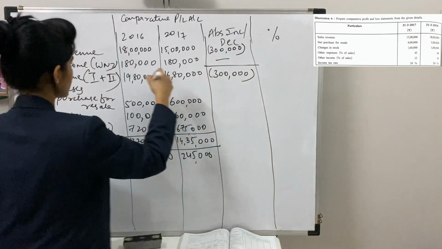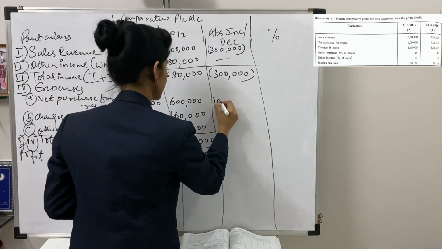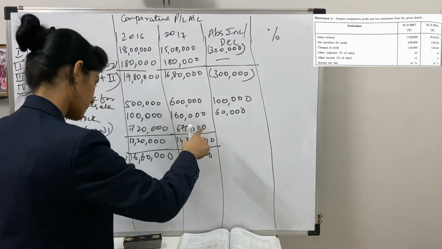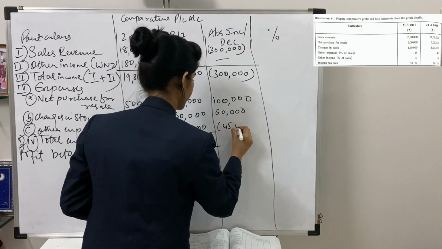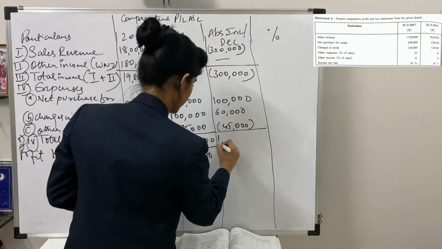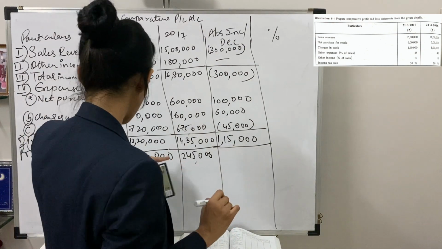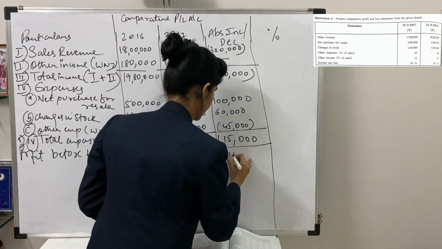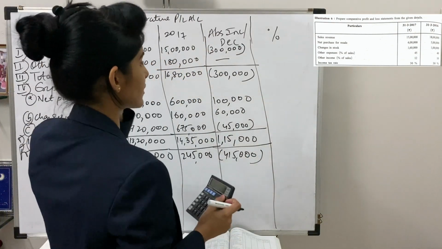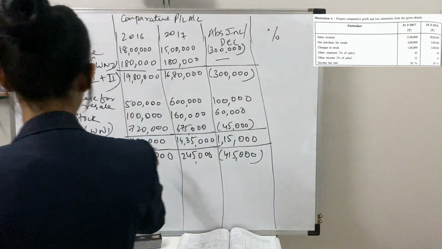Because ultimately this is the total of this one. Now, coming over here, there is an increase of 1 lakh. There is an increase of 60,000. Over here, there is a decrease of 45,000. Moving towards the total, we'll get 1,15,000 increase. Next is your 4,15,000 decrease. Now, your decrease values are written in brackets and your increase without brackets because it is in the plus sign. We'll calculate the percentage also, but first we'll calculate the tax amount.